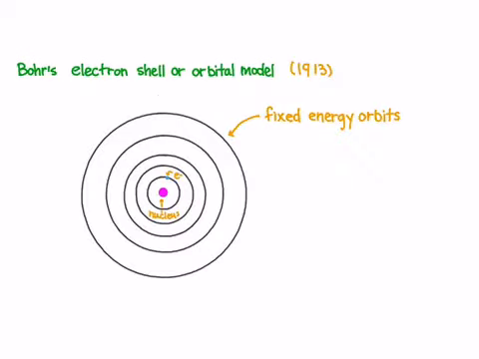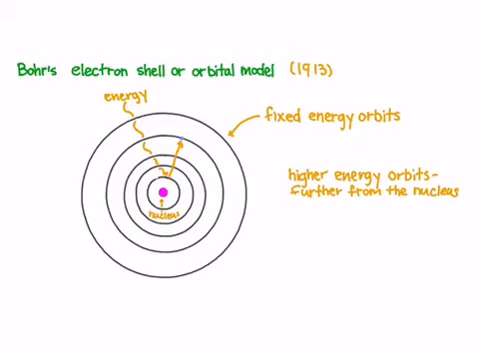To explain this, Niels Bohr proposed a new model for the atom in 1913, which is often called the electron shell or orbital model of the atom. This model features discrete energy levels that the electrons are restricted to, which correspond to fixed orbits around the nucleus. When an electron is traveling in an orbit, the total energy of the atom does not change.